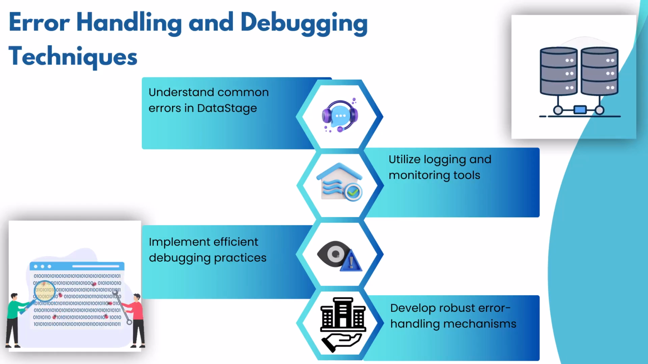Has anyone ever faced an error and thought, why me? Well, debugging is like detective work, except the culprit is your own code. Knowing common errors in DataStage can save hours of frustration. Logs and monitoring tools. Think of them as your crime scene investigation kit. Efficient debugging means finding the problem fast. Because let's be honest, nobody likes staring at error messages all day. And if your error handling is solid, you'll look like a superhero to your team.